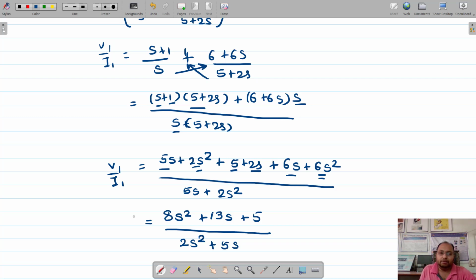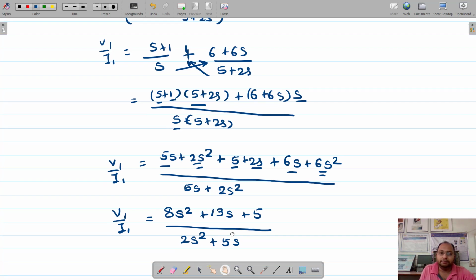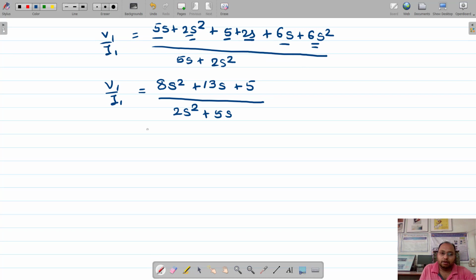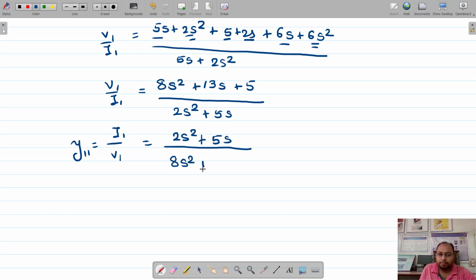And this is divided by 2s square plus 5s. Oh sorry, we are not going to simplify it, we are going to take its reciprocal. Is that fine? Because our y11 is nothing but I1 divided by V1, isn't it? So y11 is nothing but 2s square plus 5s divided by 8s square plus 13s plus 5. Is that fine?